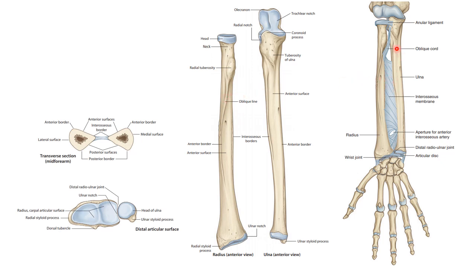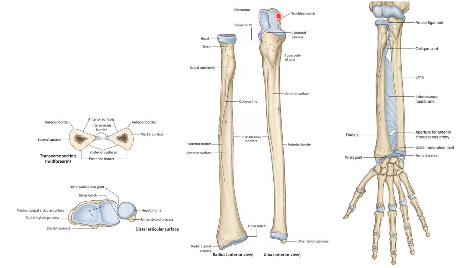As we already know, we have two parallel bones. Medially we have the ulna and laterally we have the radius. We have studied the proximal ends of the ulna and radius, and we've mentioned that the ulna is proximally expanded while the radius is small and narrow.